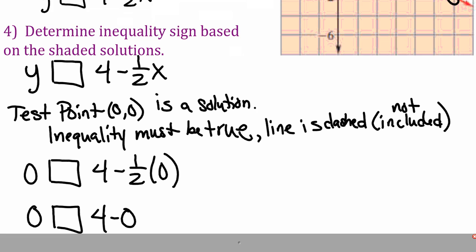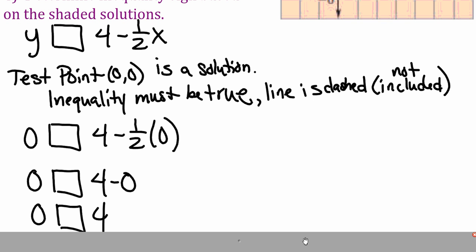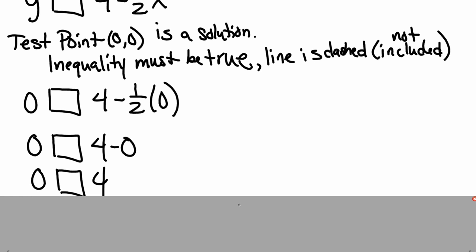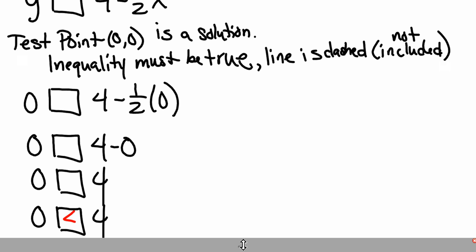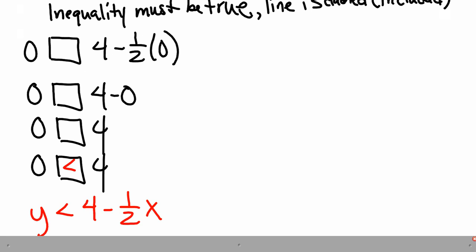So we have to, again, think about an inequality that we're putting in to make this true. So how is 0 related to 4? 0 is less than 4. And again, since it's not included, it's dashed, we can't have the equal to, so we're just going to have the less than symbol. So what would our final inequality be? Y is less than 4 minus 1 half x, or if you wrote it as y is less than negative 1 half x plus 4, you are still on target.